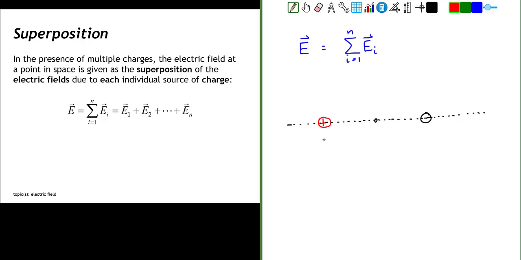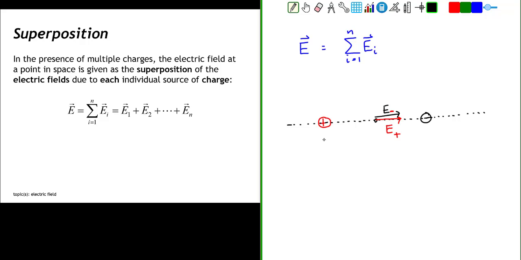The positive charge will have an electric field vector pointing directly to the right. I'll indicate that as E positive. The negative charge will also have an electric field vector pointing to the right. I will call that E negative. Those are drawn equal in magnitude because it's an equal amount of charge, and at that point is equally distant from both charges. So the magnitude of the electric field will be the same for each one.